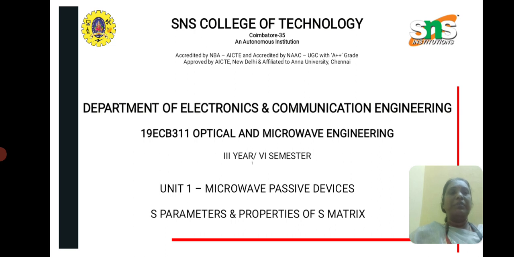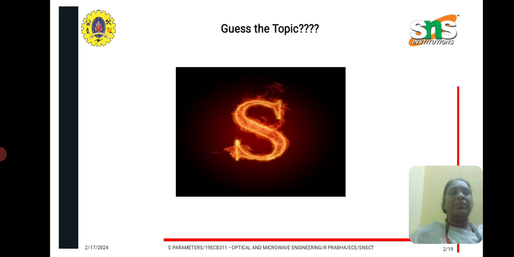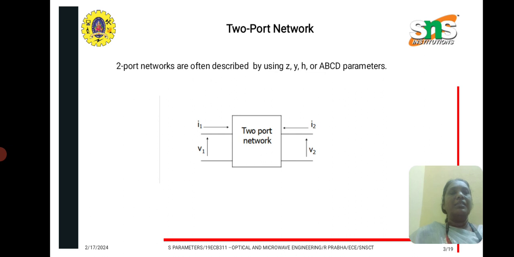In this Microwave Engineering lecture series, we are going to see the next topic, S parameters and also the properties of the S matrix. So guess the topic. We know that the topic is S parameters, and take a two-port network. Two-port networks are often characterized by four types of parameters: Z, Y, H, and also ABCD, otherwise called transmission parameters. By using these four parameters, usually the two-port networks are described.